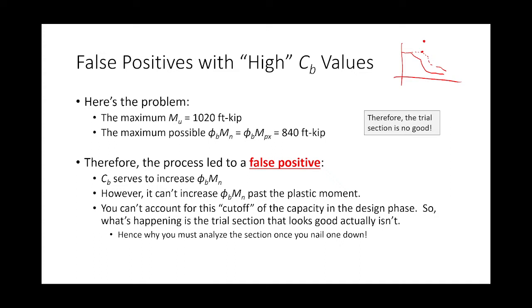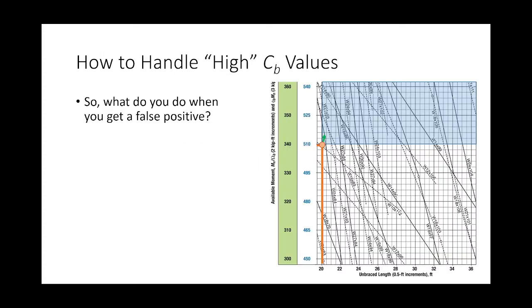This is one of the big reasons why you really have to analyze the section once you nail one down. Now, does everybody understand the problem? Okay, now there's the problem. What do we do about it? So here's the problem, right? And this is what we all looked up. We got the 20, 510, and you looked up that section, right? So you found a section that doesn't work.